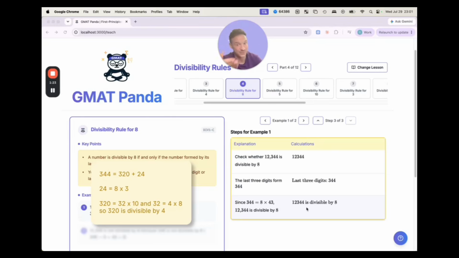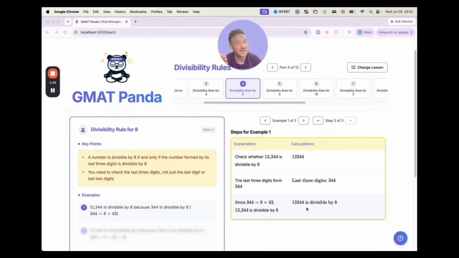And 320 is also going to be divisible by 8 because 8 times 4 is 32, and then if you add a 0 on top of that, it will also be divisible by 8. So here we're adding two numbers up that are divisible by 8, and therefore the whole number, 344, would also be divisible by 8.